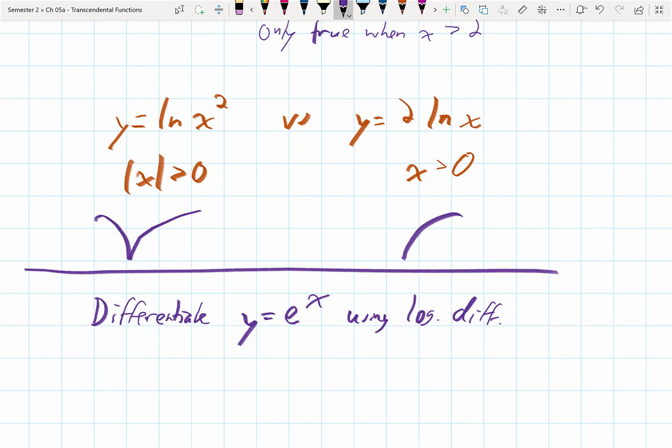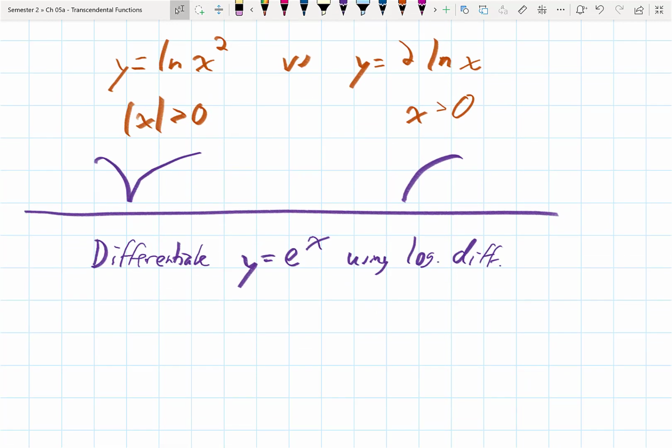Well, I'm going to build off of what we did before. What I'm going to do is take the natural log of both sides and say ln of y is equal to the ln of e to the x, which means the ln of y is equal to, what is the ln of e to the x? x. That's x.